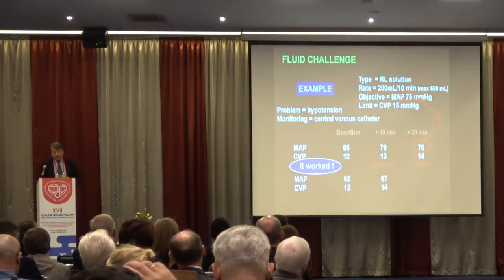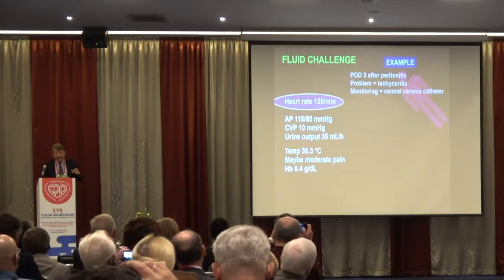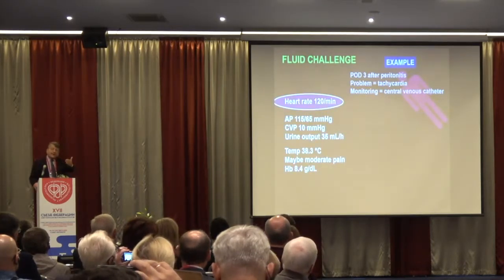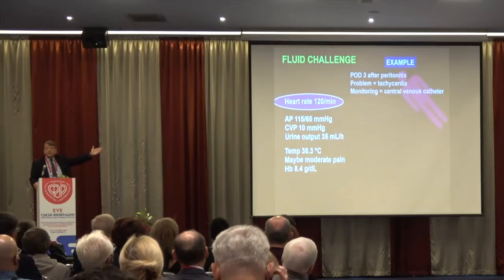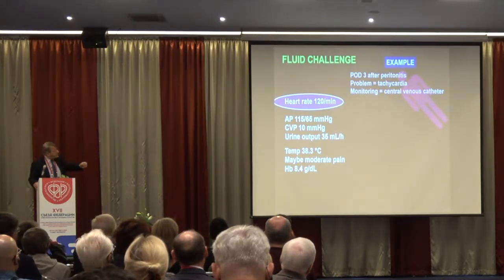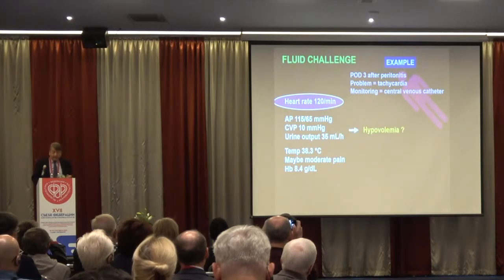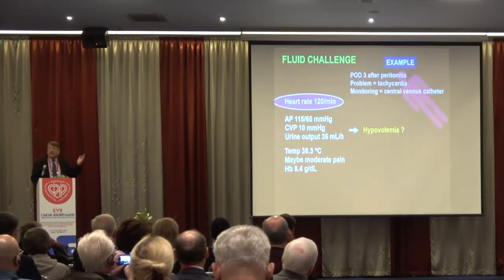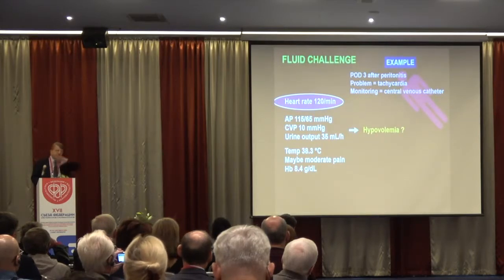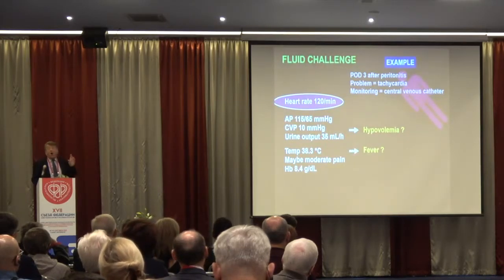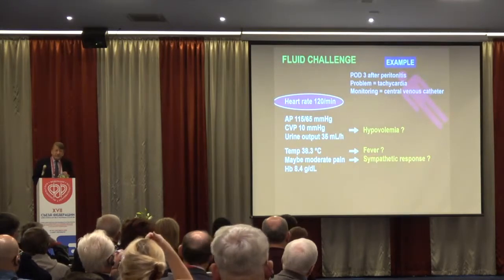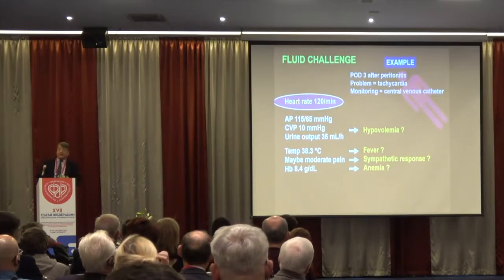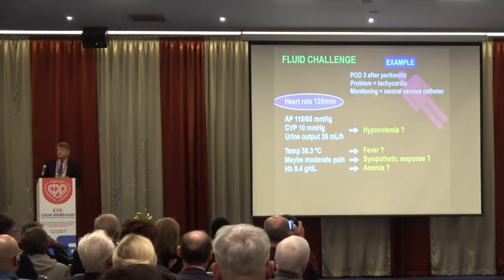So I could give an example here. Let's move to the second example. If we are together at the bedside of a patient who has a heart rate of 120 per minute, someone may say, he's perhaps hypovolemic. Regardless of the CVP value, which doesn't tell you much about the volume status. But someone else may say, it's just a fever. And someone else may say, maybe there is a little bit of pain. Someone else may say, maybe it's anemia. So what shall we do?